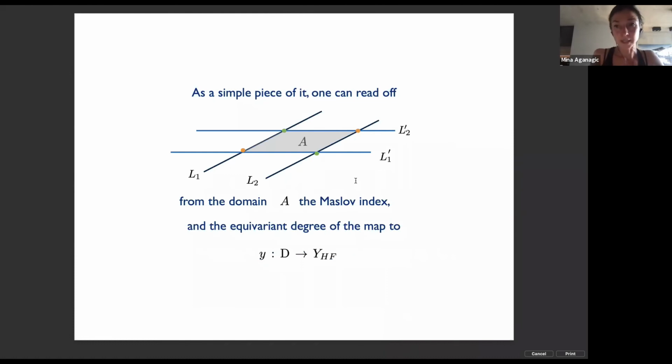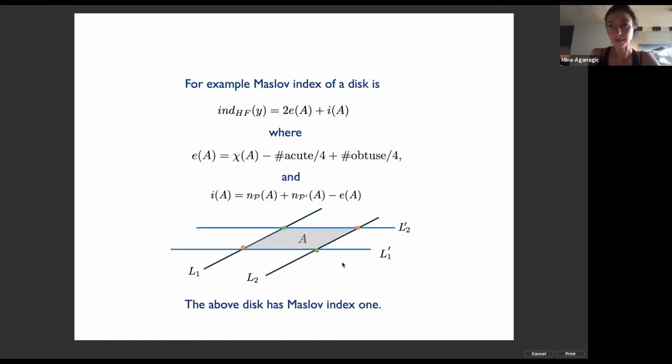A simple piece of this is that one can read off from the domain the Maslov index and the equivariant degree of the map to Y. For example, the Maslov index of a disk is given by a simple formula that involves what's called the Euler measure of the domain, involving the Euler characteristic of the domain, the number of acute and obtuse angles, and a term which essentially measures the intersection of the domain with a diagonal in the symmetric product. That has to do with multiplicities of A at the vertices and so forth. So the above disk has Maslov index 1 in Heegaard-Floer theory.